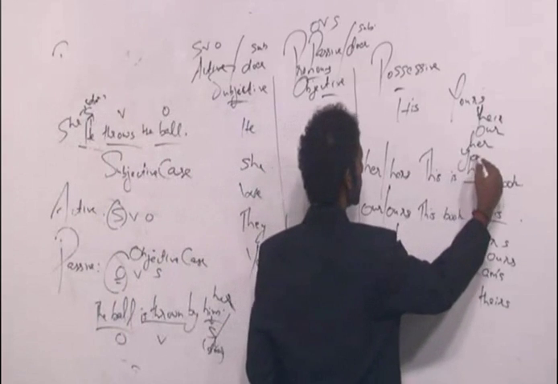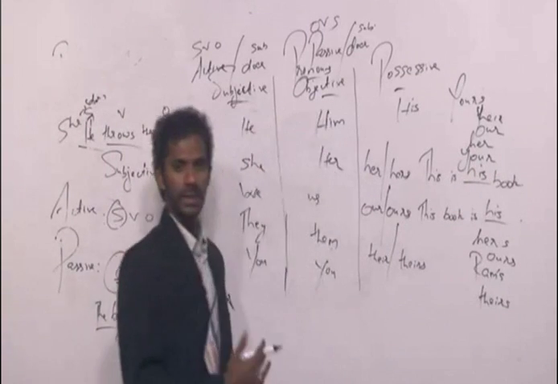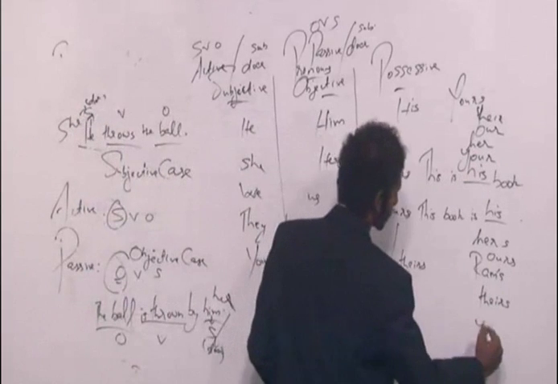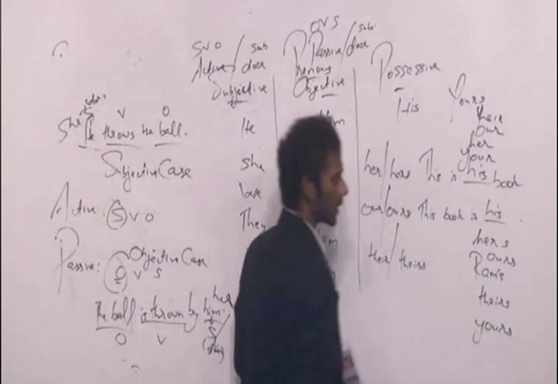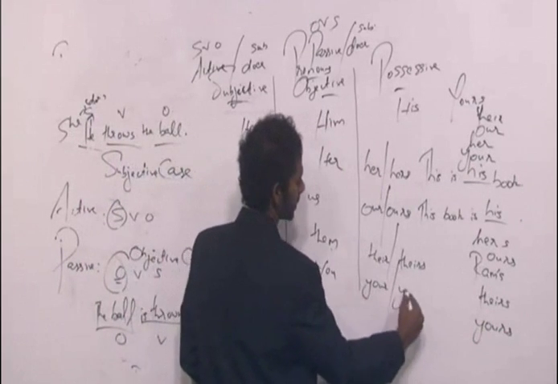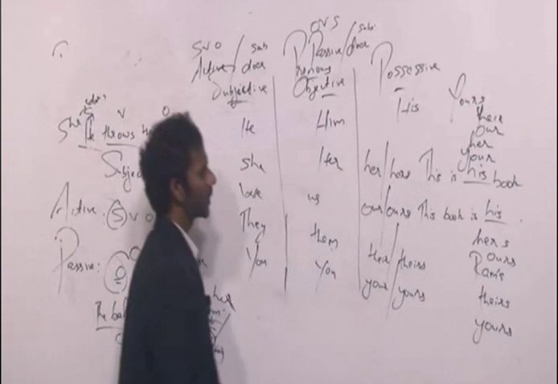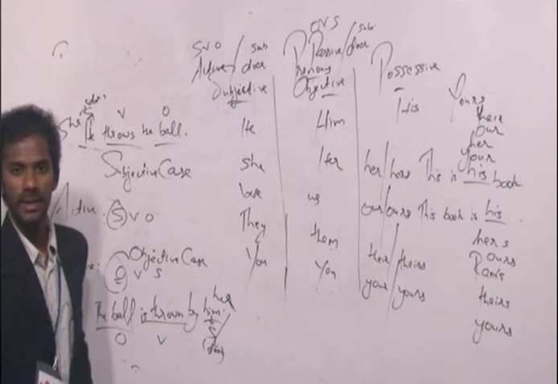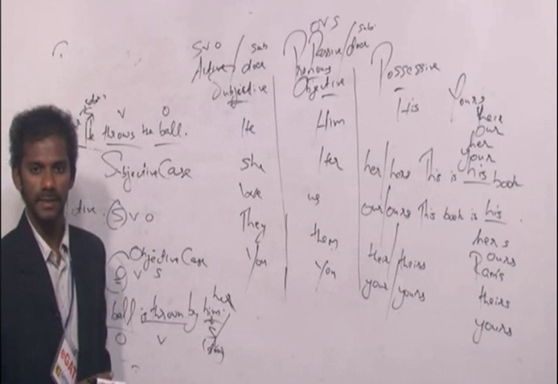This is your book. This book is dash. This book is yours. No apostrophe. Y-O-U-R-S. So your and yours are possessive forms. Right?